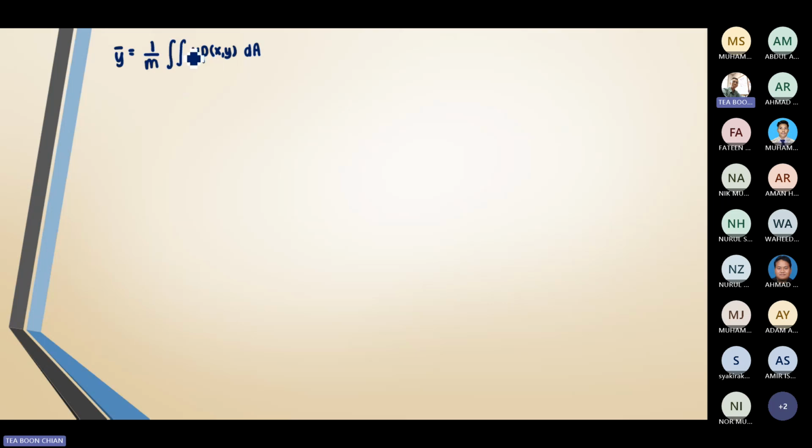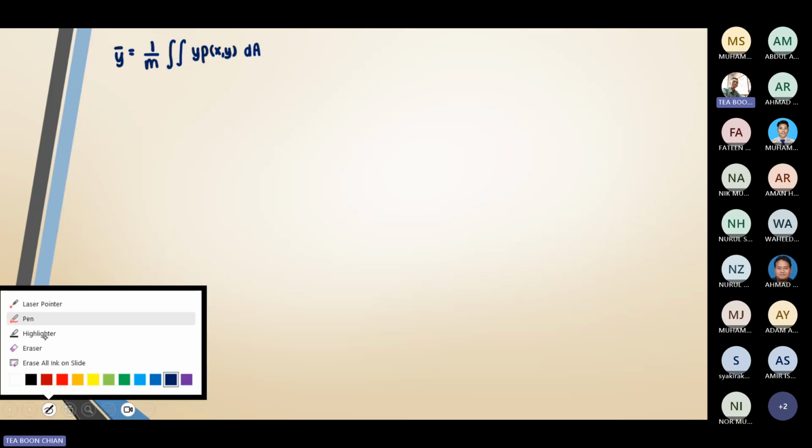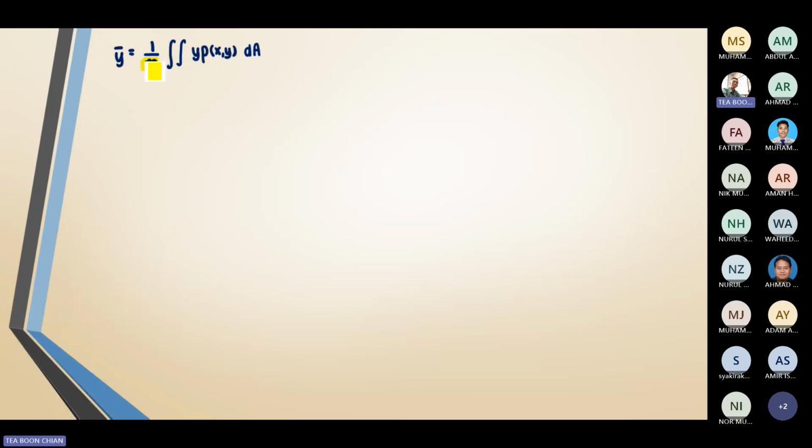Now this is the formula for the y-coordinate, and you know that you need this mass M. In other words, whenever you want to find a coordinate, you must first compute the mass M. So mass M is simply the double integral of the density function rho in xy of dA.